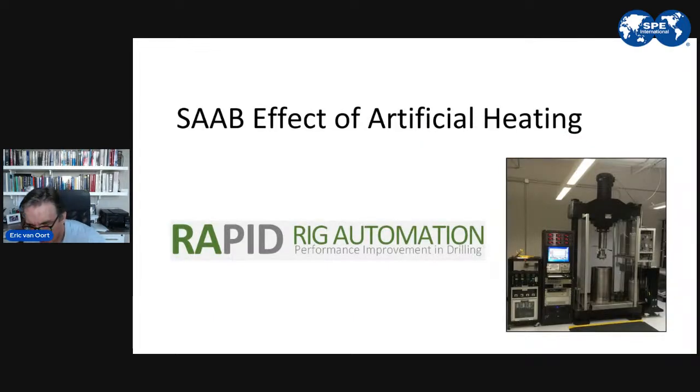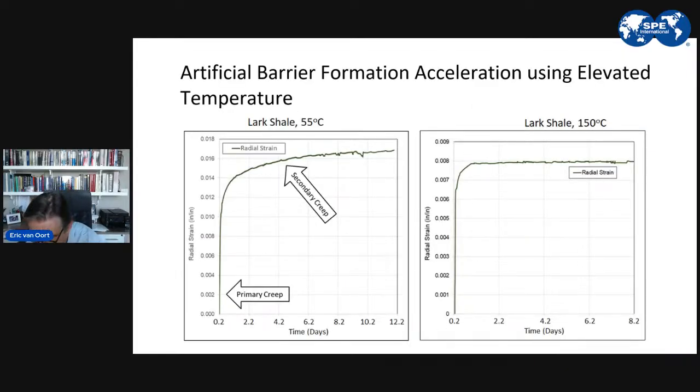But let me now show you the amazing effect of heating. We have the ability to do these tests at different temperatures. We can go all the way up to 250 degrees centigrade, so about 500 degrees Fahrenheit. And as I already said, the creep phenomenon is strongly influenced by temperature, and that influence is non-linear. So here you see the Lark Shale at 55 degrees C. Again, this is textbook creep behavior. If you wanted in a rock mechanics book to show creep, and this is your curve, this is the figure that you would use. But look at how much faster, how much more violent it is in a sense if you go to 150 degrees centigrade.